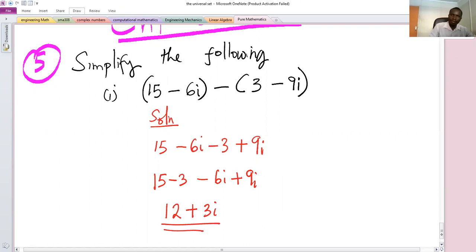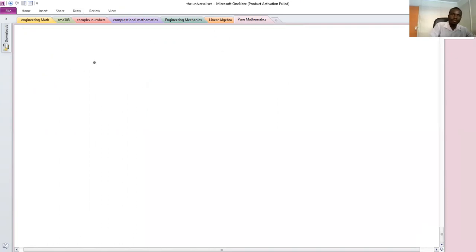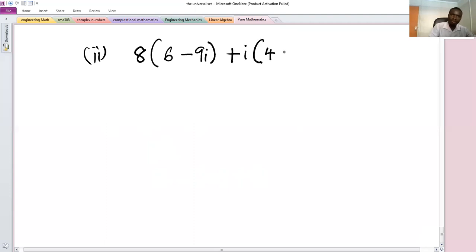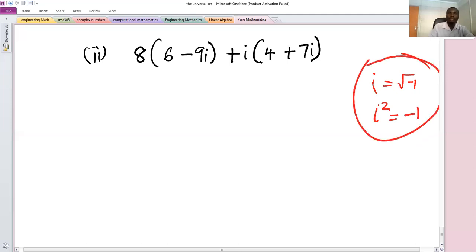And then part B, or part 2 of question 5. The question is 8 into 6 minus 9i plus i into 4 plus 7i. Once you are dealing with complex numbers, always know that i is the square root of -1 and i squared is the same as -1. So this must always be clear whenever you are dealing with complex numbers.